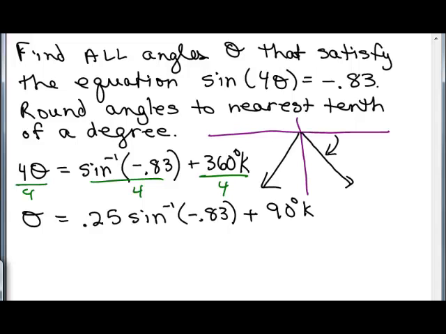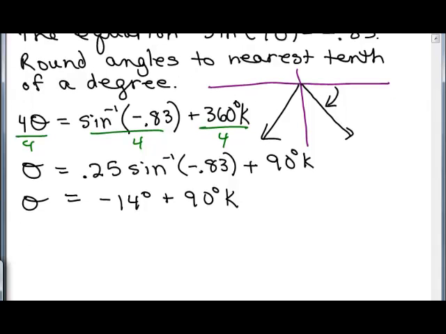So now let's go ahead and compute 0.25 inverse sine negative 0.83. And we're going to the nearest tenth. And I came out with negative 14.024. So to the nearest tenth, that's really just negative 14 degrees plus 90 degrees K. And that's fine. That's going to give us all the coterminal angles with that negative 14 degrees. But that only takes care of this possible place here.